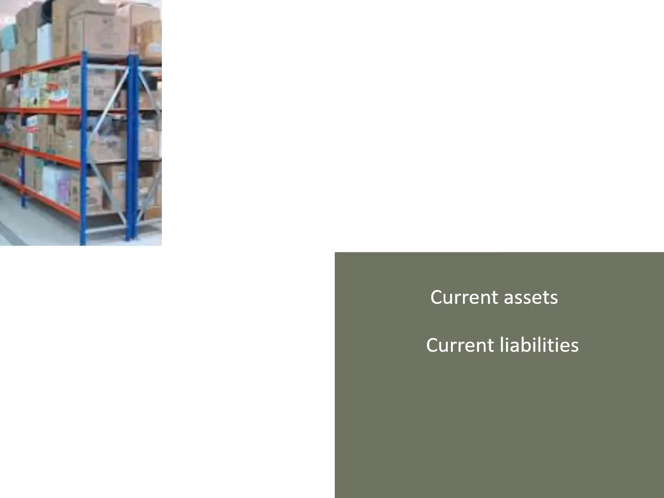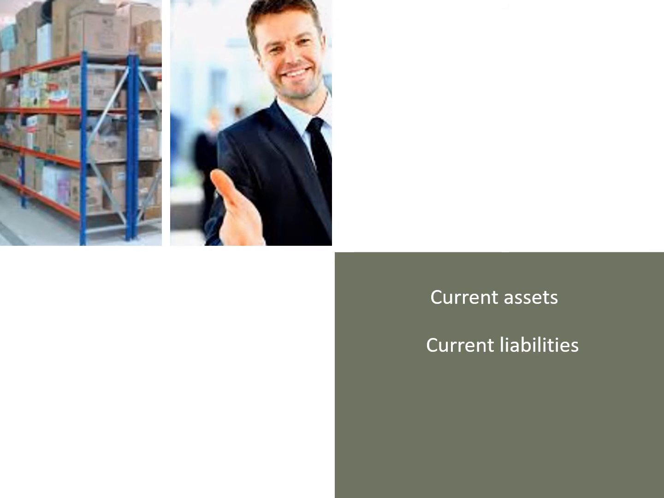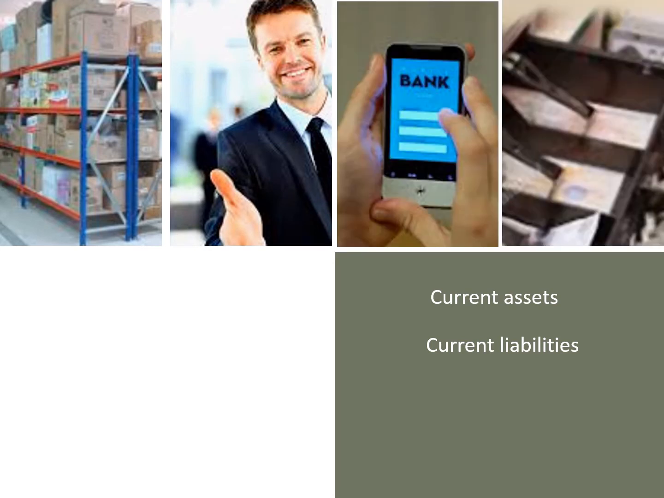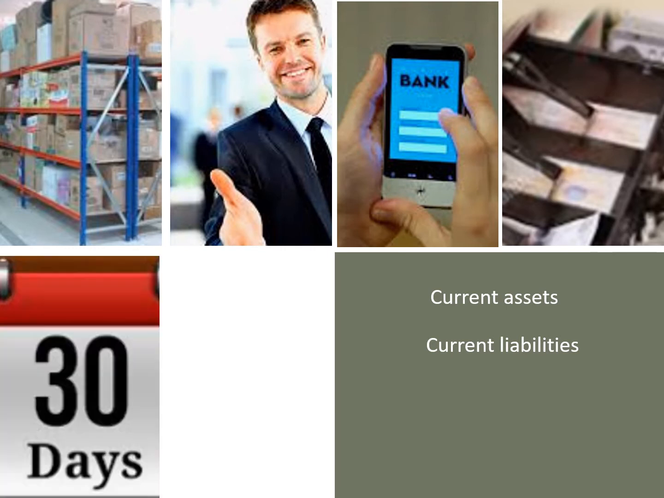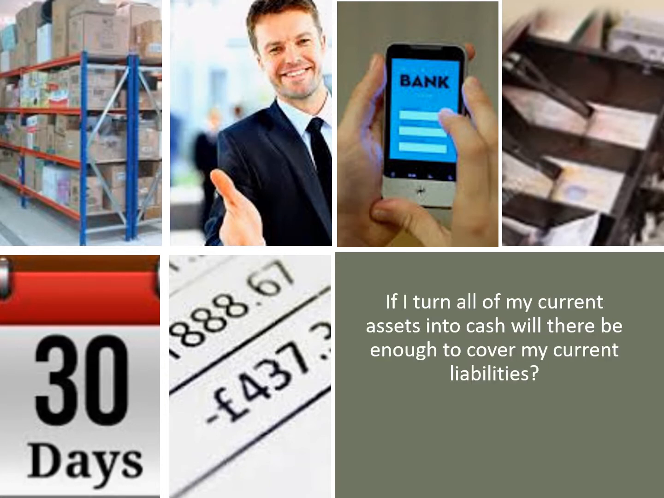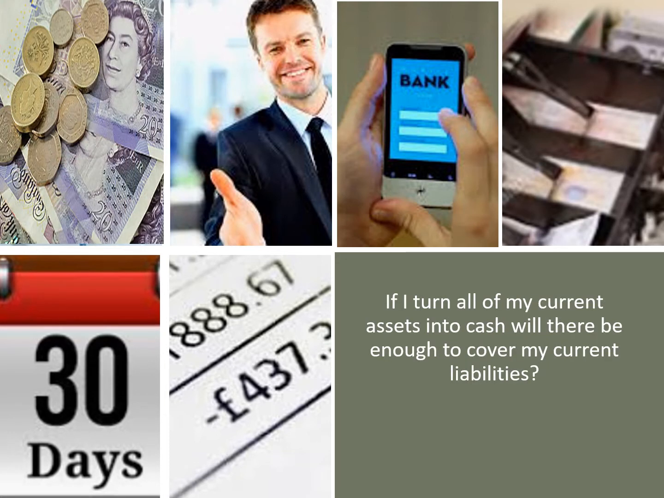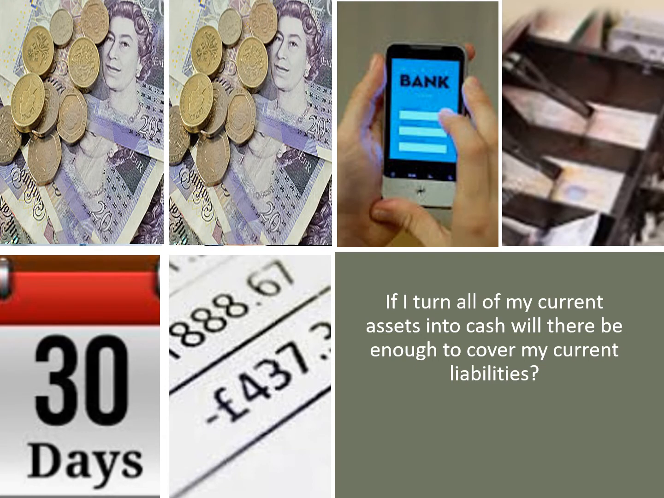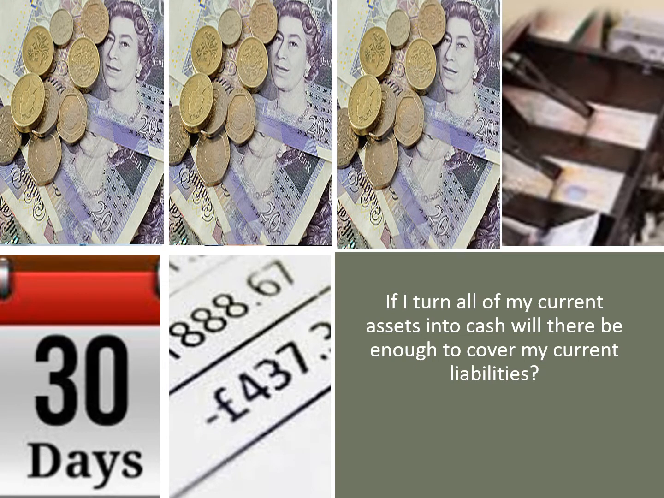Current assets are items owned by a business that will be used within 1 year. These include inventory or stock, debtors or payables, cash at bank and cash in hand, or cash and cash equivalents. Current liabilities are items owed by a business that will be paid for within a year. These include creditors or receivables and overdrafts. Liquidity asks the question, if I turn all of my current assets into cash, will there be enough to cover my current liabilities?